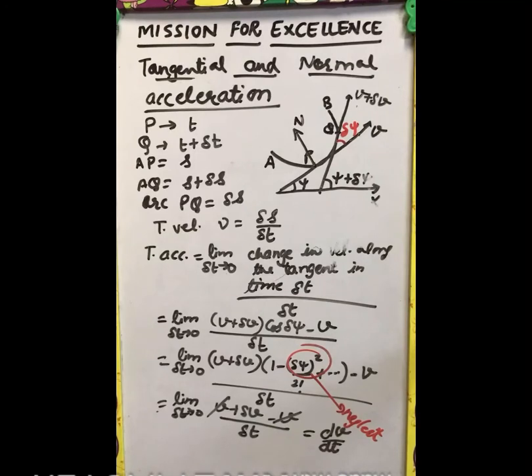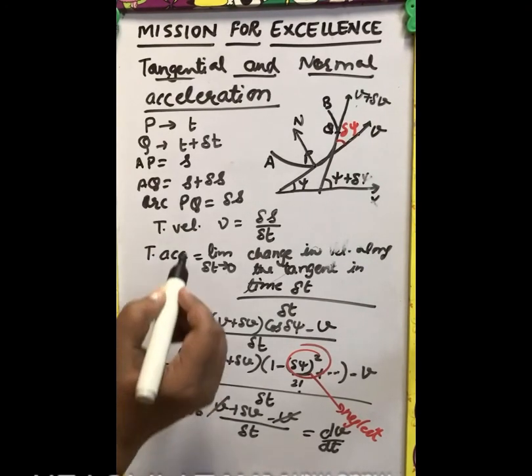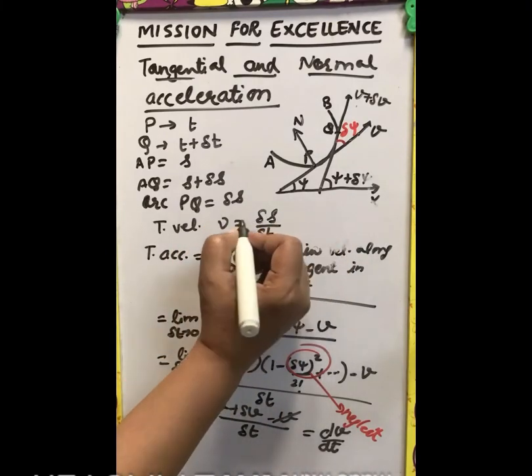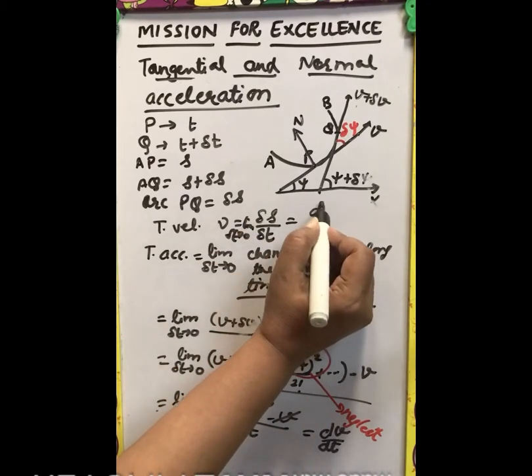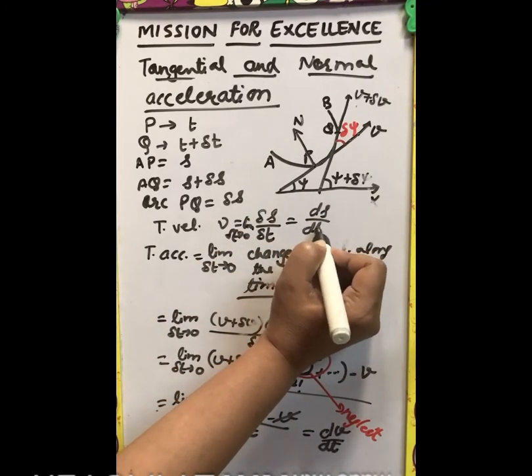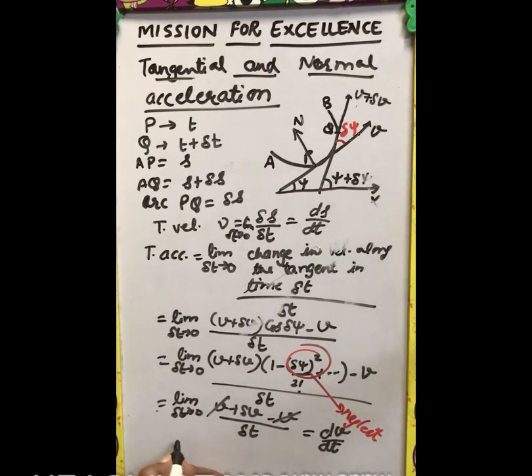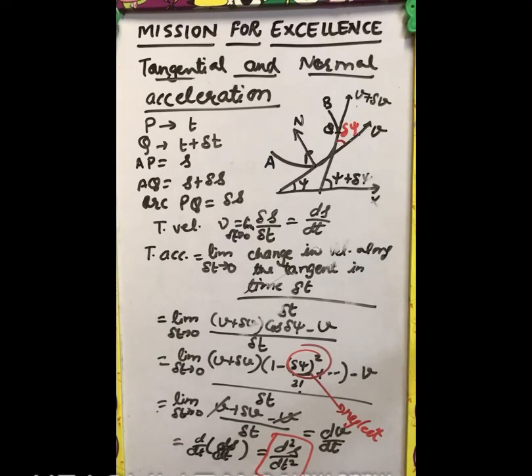And now v we have calculated: v is ds by dt. So let us take this tangential velocity as d by dt of ds by dt. This is the second derivative. So this is the tangential acceleration, d2s by dt square.